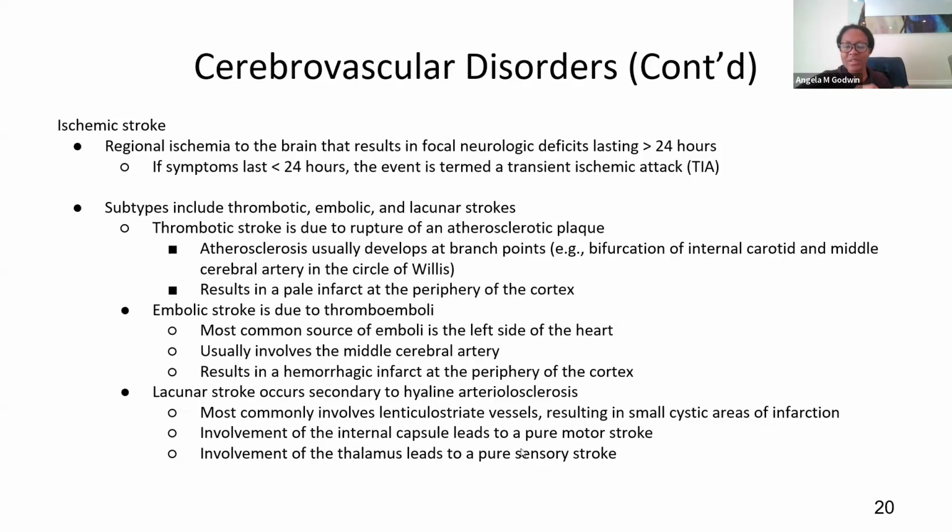So the person ends up with these small cystic areas of infarction, which can be difficult to initially recognize. But these internal capsule infarctions then lead to other problems later, like pure motor strokes, or if it's leading to changes in the thalamus, it could be just a sensory stroke. And that, again, is very specific to lacunar strokes, which, again, are very small cystic areas of infarction within the brain.